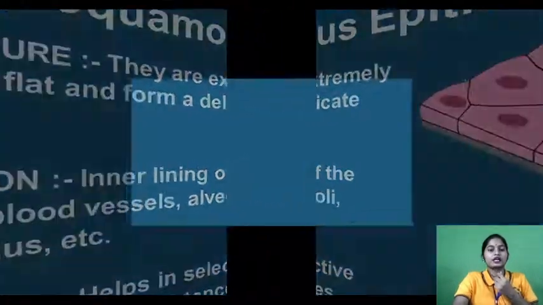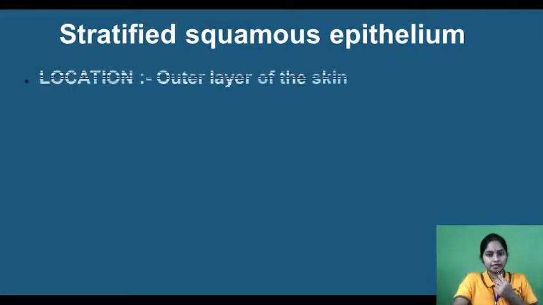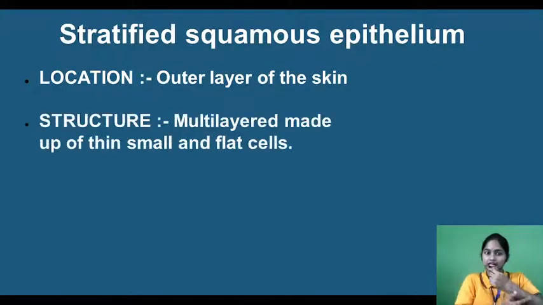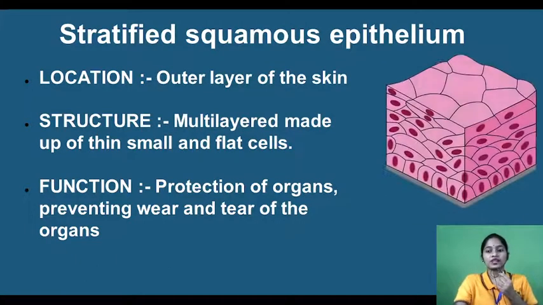Yes. Now moving to the next, stratified squamous epithelium. Where are they present? They are the outer layer of the skin. Structure: they are multi-layered, made up of thin, small and flat cells. What is their function? They are the outer covering. They protect our organs, preventing wear and tear of the organ. They are covering, right? They will not harm the organs directly.